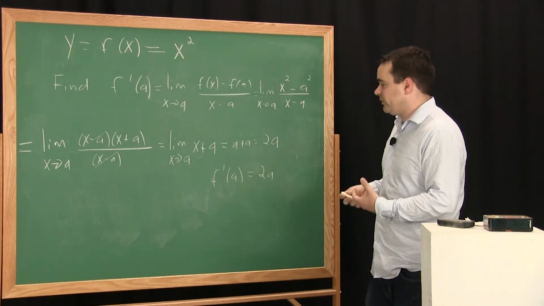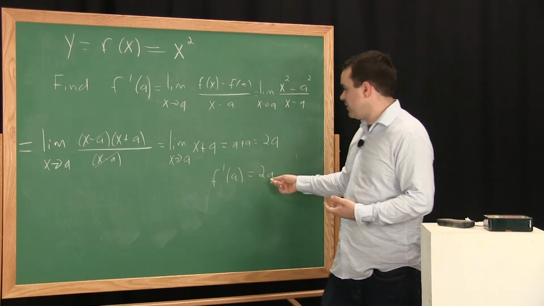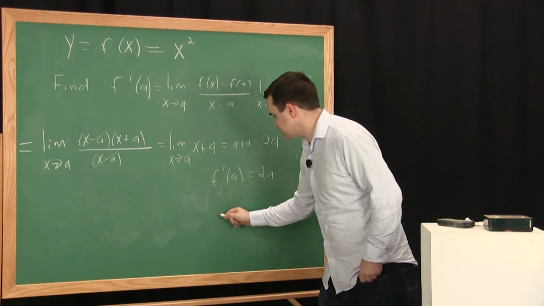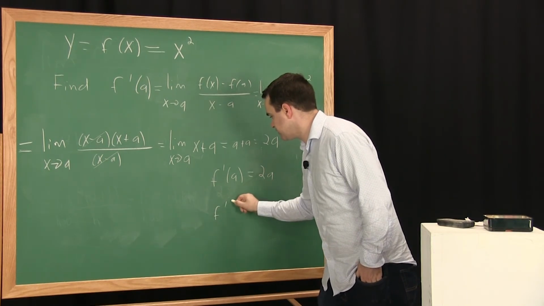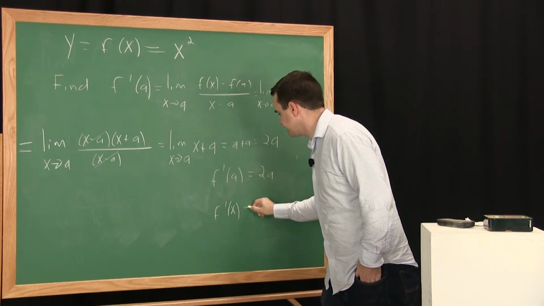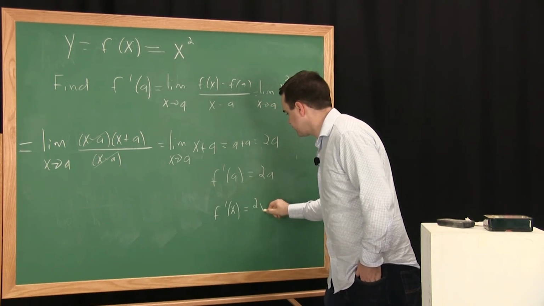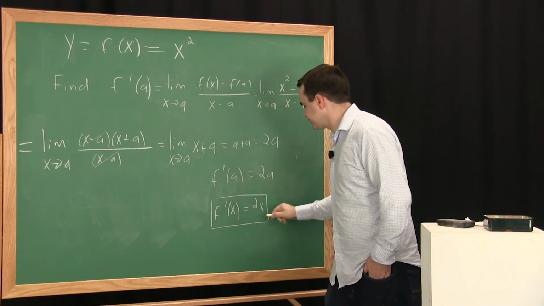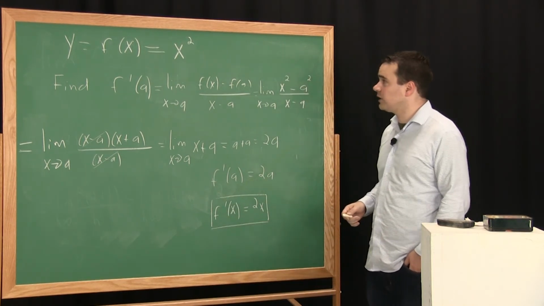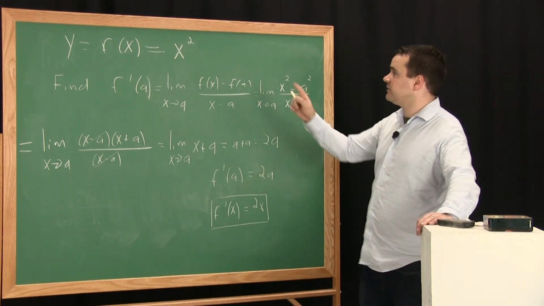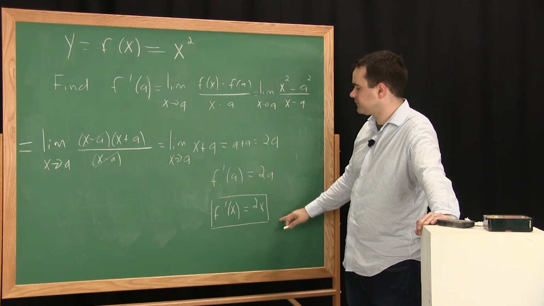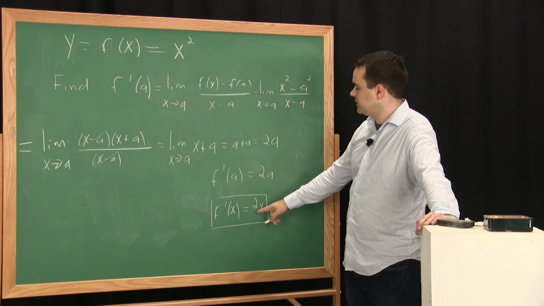And when we write functions, it's actually common not to just use a or b. It's more common to use x or y. So you could also, if you wanted to, write it as f prime of x equals 2x. You can think of the derivative as a function if you like. So what this argument has shown us is that given y equals x squared, its derivative function is equal to 2x.